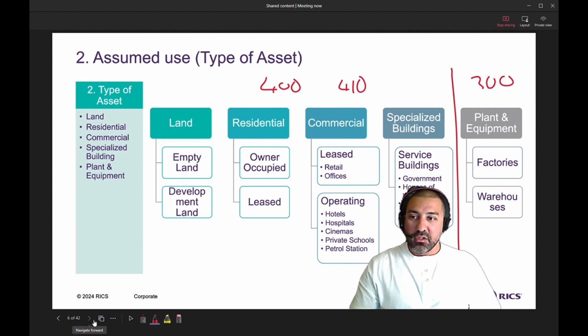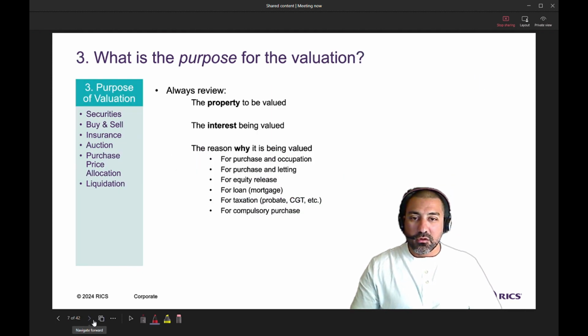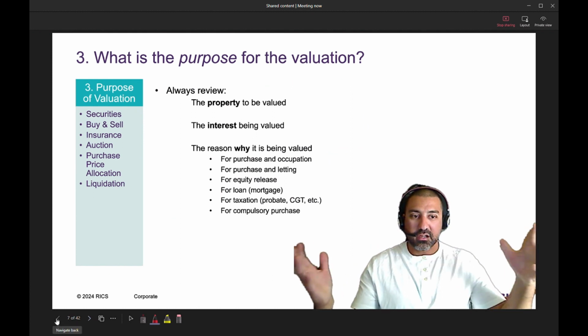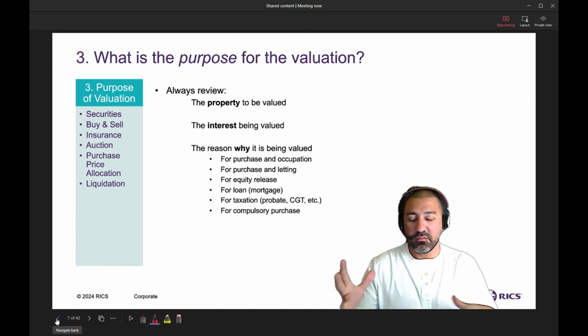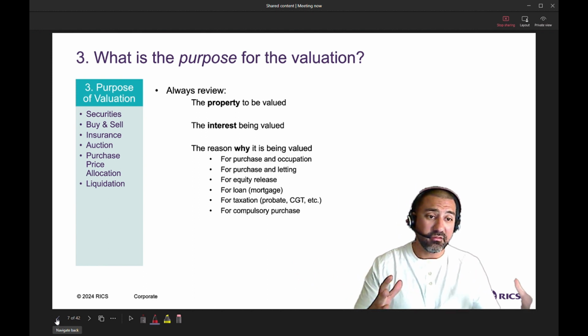So this is something that you have to be able to dissect in your asset. You might be getting a complex, an industrial complex. It might be part plant and equipment. It might have a hotel, a rest house in it, might have office buildings in it.